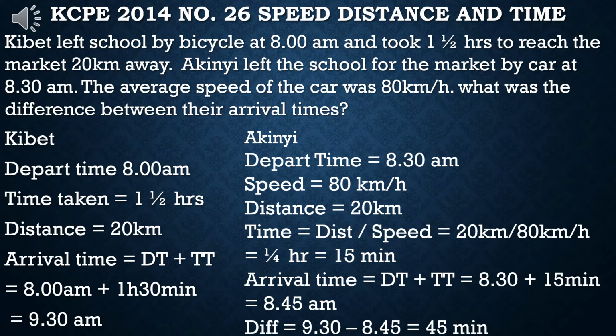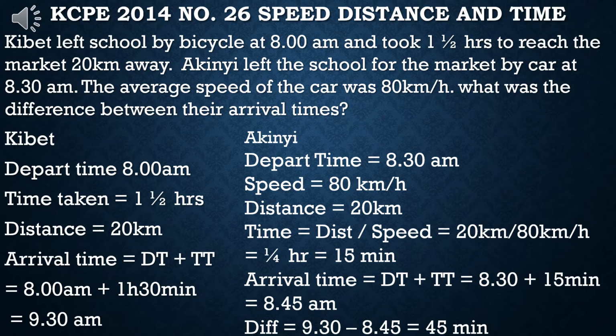When we come to Akinyi, that's where some of the information is hidden for you so that the question can confuse you. So departure time, Akinyi started at 8:30 and she was traveling at a speed of 80 kilometers per hour. Remember, they were traveling the same distance. So you are not given distance here, but it is good to know that they were to cover the same distance. So the distance is 20 kilometers.